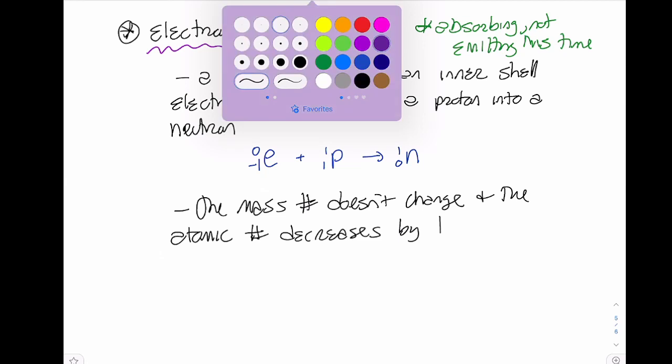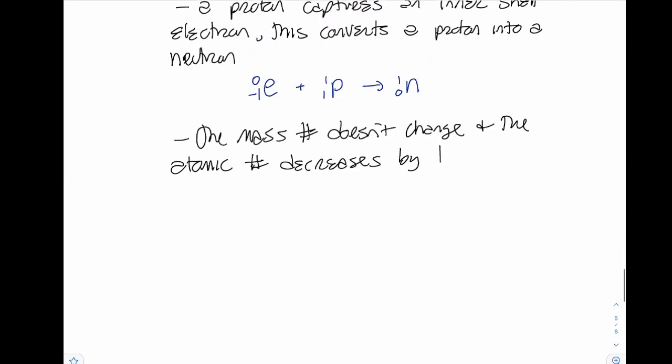So an example for this one, I have mercury 197. And again, we'd find mercury on the periodic table, its atomic number is 80. And then the directions would say, write the balanced chemical equation for the electron capture of mercury 197.